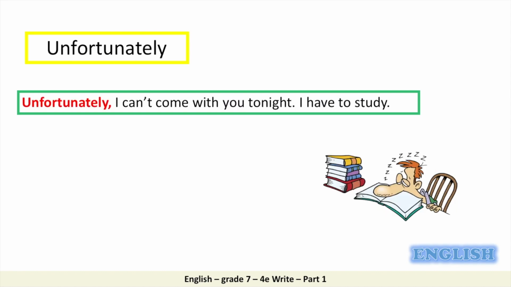Finally, unfortunately, I can't come with you tonight. I have to study. We use the adverb unfortunately in a sentence when you want to talk about something that is bad or makes you sad. If we remove the prefix un, the word fortunately has the same meaning as luckily.